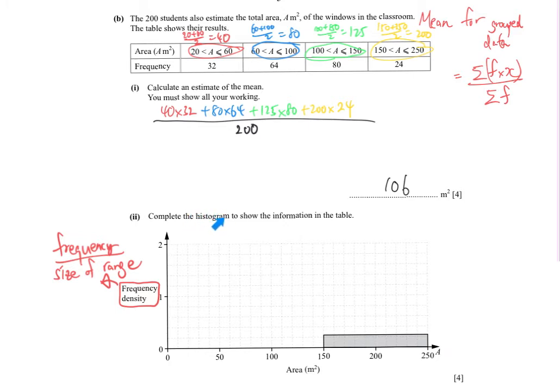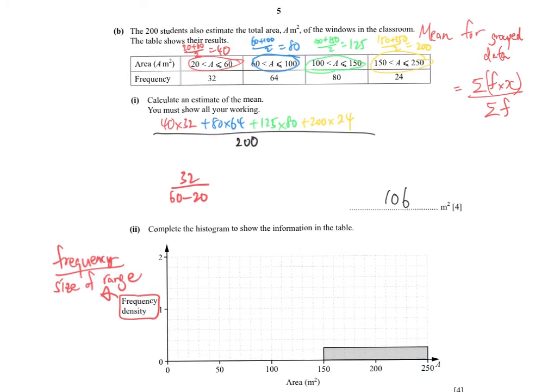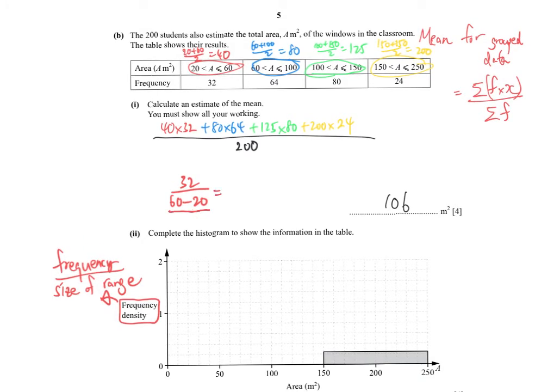So here we come to the histogram, or B2. For this histogram, you need to figure out the frequency density. The frequency density can be calculated by the frequency divided by the size of the range. For example, for the red one, the frequency is 32 divided by the range, which is 60 minus 20, from 20 to 60. Using your calculator you will have 0.8. And for the blue one, the frequency density is 64 divided by the range, 100 minus 60. Using the calculator you will get 1.6.